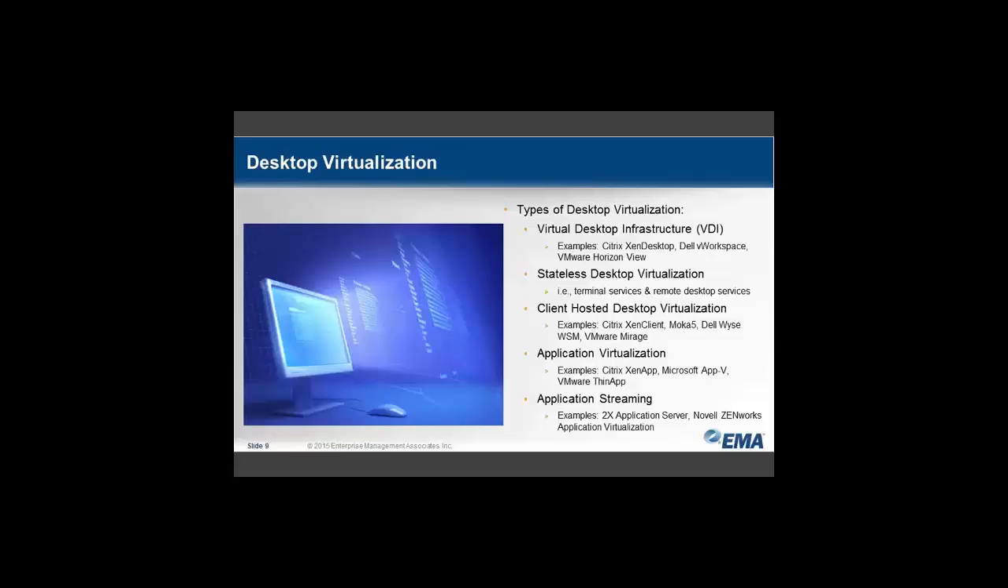With application streaming, apps are hosted on servers, but portions of the code are streamed to the endpoint to run locally on them as needed. So in this way, you don't have to wait for the entire application to download from the servers before you can use it. You just get the pieces you need to function, and the rest is automatically called and downloaded when required. 2X Application Server and Novell ZENworks Application Virtualization are examples of that particular approach.